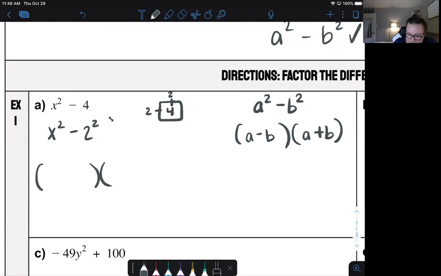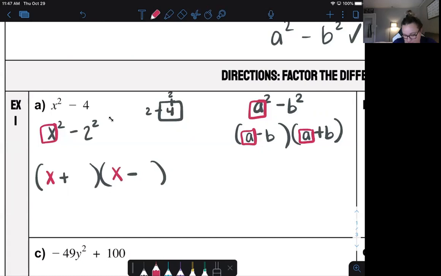So when I set up my parentheses, I'm going to set up my two factors. I know one's going to be addition, one's going to be subtraction. So remember, whatever is being squared in the first term goes here and here. Well, what's being squared here is x. So I'm going to put x and x.